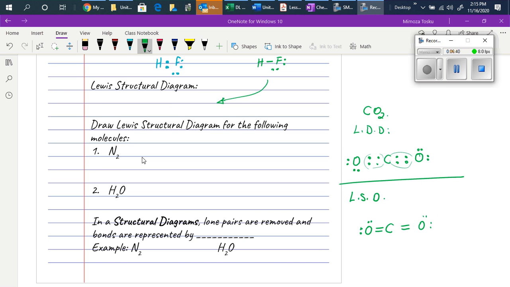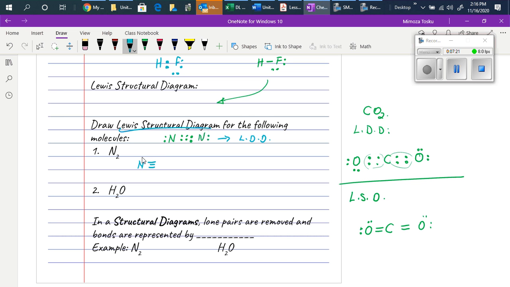So let's start with the Lewis structural diagram of nitrogen. If we are drawing the Lewis dot diagram, then we'll have a triple pair in between the two nitrogens, and then we will have two electrons more in the other one. However, when we draw the structural diagram, so this is the Lewis dot diagram, when we draw the structural diagram, those triple bonds that are between nitrogen will be replaced with a line.